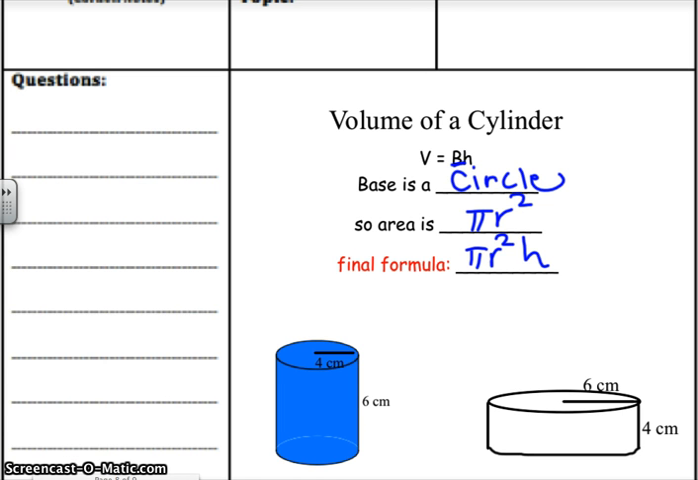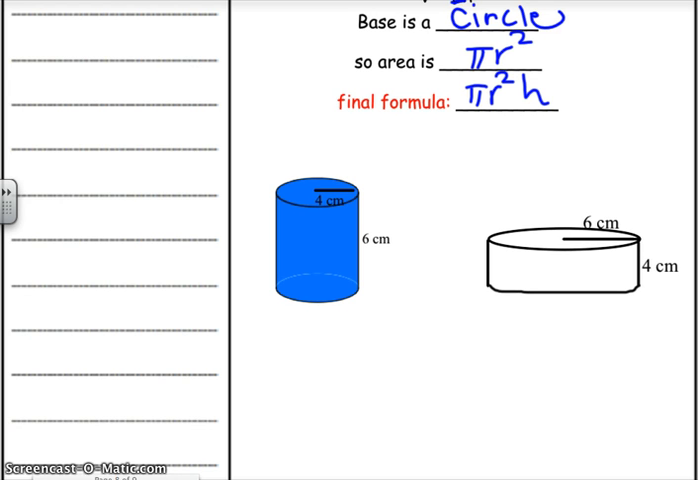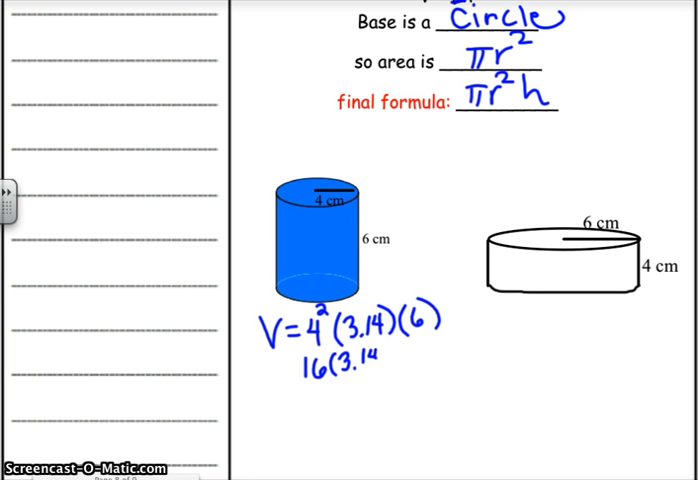Okay? So this cylinder, our volume is going to be 4 squared is 16. Well, let me just write it. 4 squared times 3.14 times a height. 16 times 3.14 times 6. That's equal to 301.44 cubic centimeters.